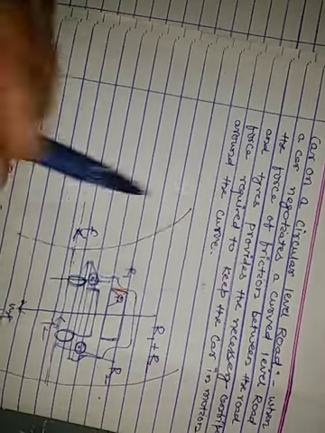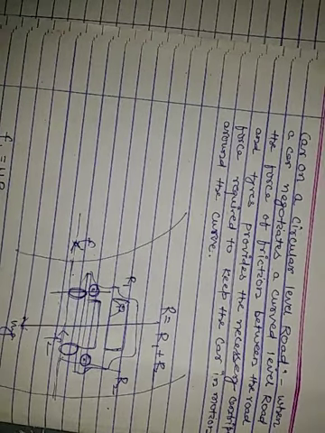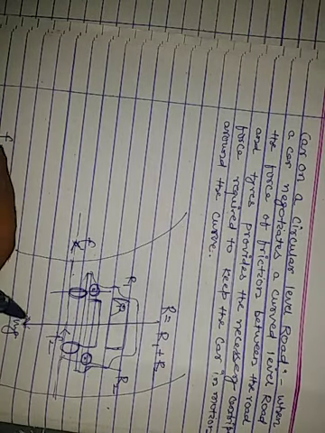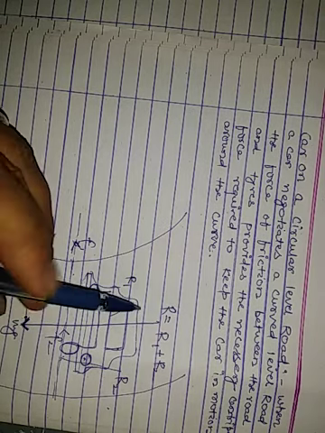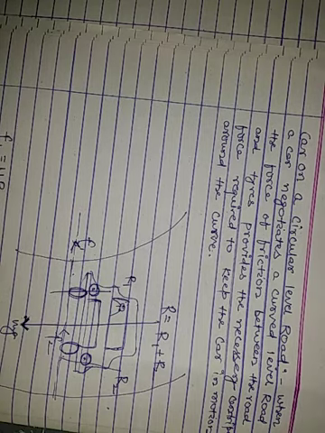Now, the weight mg is working downward, and the reaction force R is working upward, where R is equal to R1 plus R2. R1 is working on the first tire and R2 is working on the second tire. So R is equal to R1 plus R2.